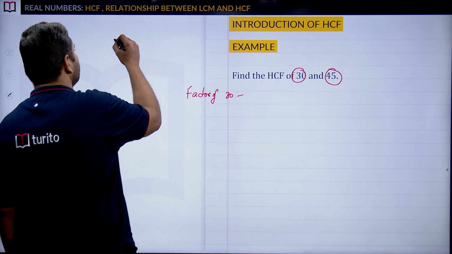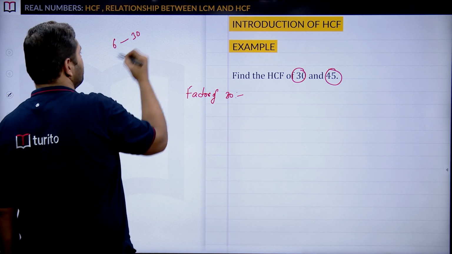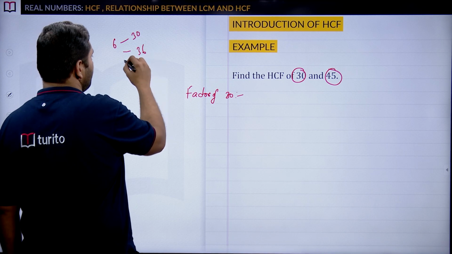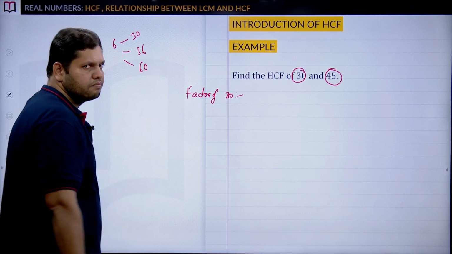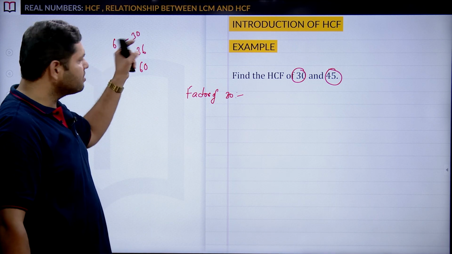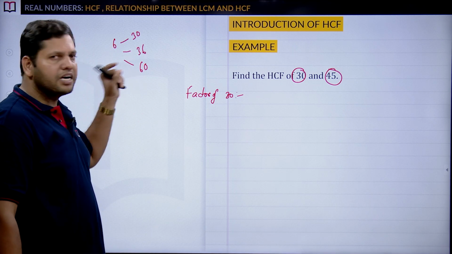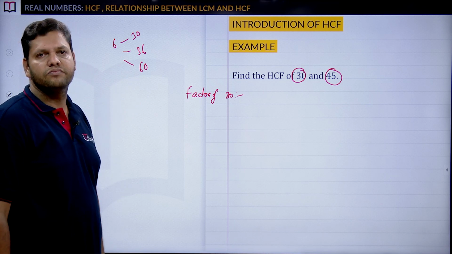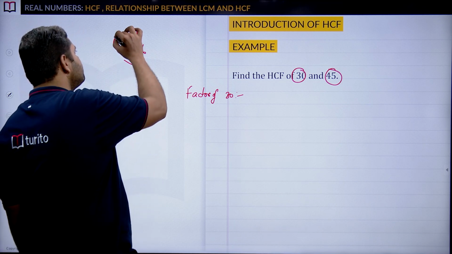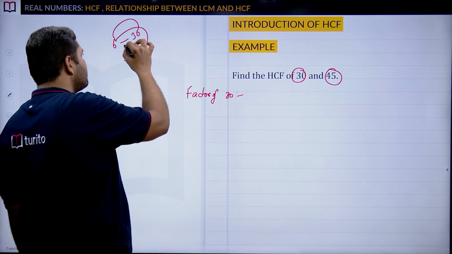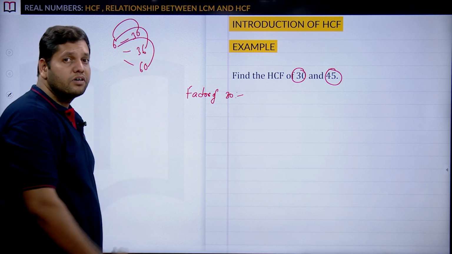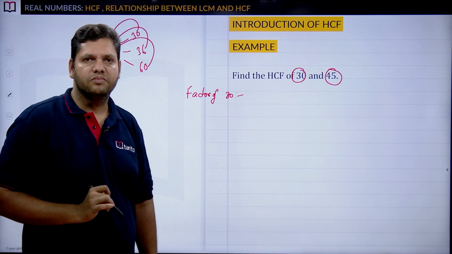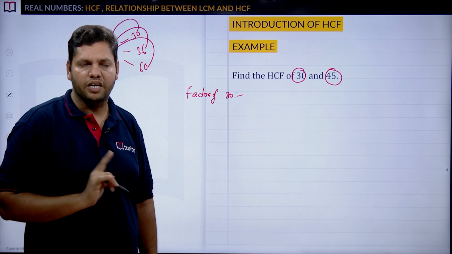See, you can take 6. 6 is a factor of what? 30. And 6 is a factor of what, children? We can say 36. And 6 is a factor of what? 60. Because 6 divides 30, 6 divides 36 also, and 6 divides 60 also. Isn't it? So we can say 6 is a factor of 30, 6 is a factor of 36, and 6 is a factor of 60 also. Clear, children, this point? Yeah, very good.